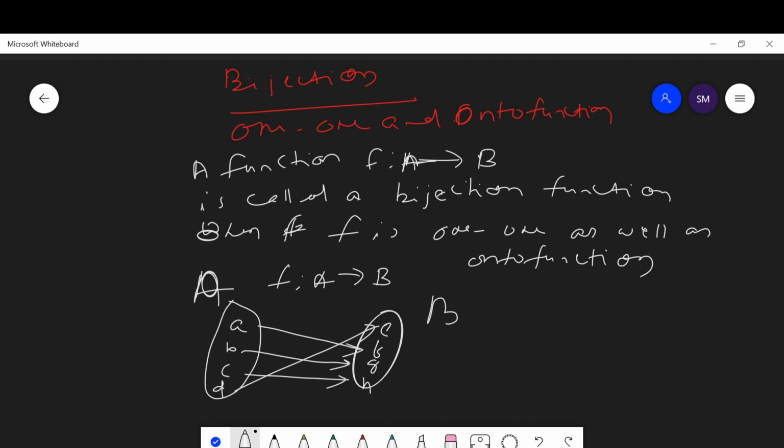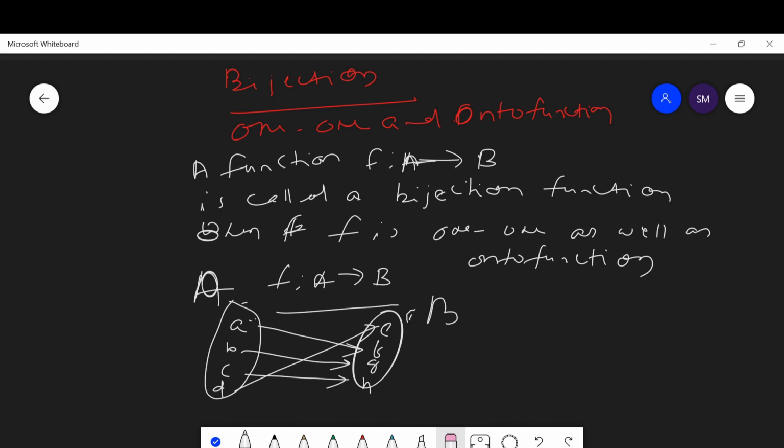This is called a bijection because it satisfies both injective as well as surjective conditions. Here each element of B has a pre-image in set A, and each element of A is related to a distinct element in set B. This means f is a function which satisfies both the conditions of one-one and onto. This is called a bijection function.